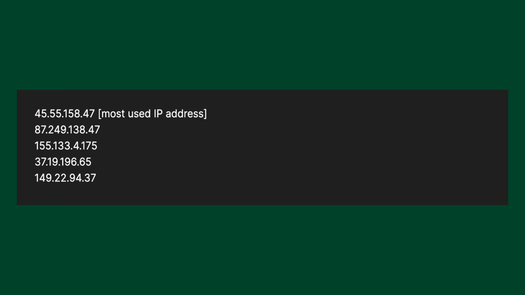The main IP address that was seen by the attacker was 45.55.158.47. We also saw 155.133.4.175 and also 37.19.196.65. What was going on is that once they gain access to the system, they start creating random usernames and passwords as admins on the box to then connect to it.